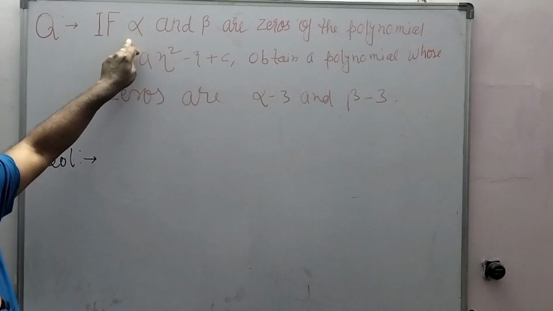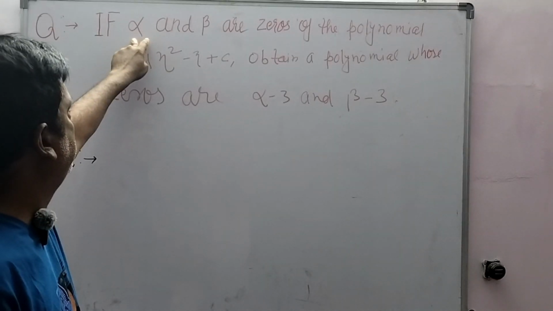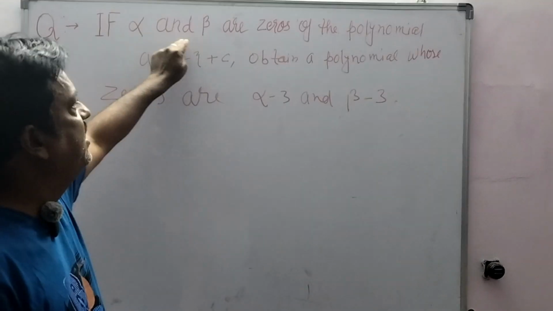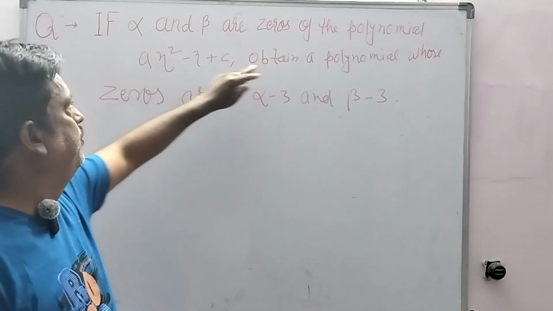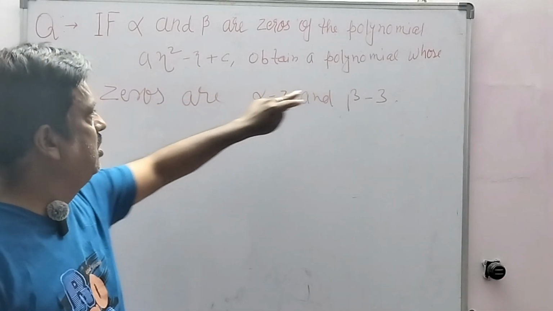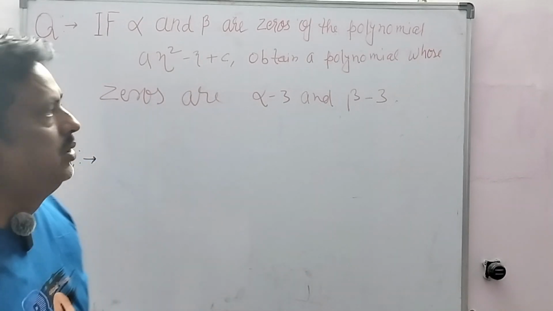Next question, let's see, children. We are discussing one very important question regarding quadratic equation. If alpha and beta are zeros of the polynomial x square minus x plus c, obtain a polynomial whose zeros are alpha minus 3 and beta minus 3.